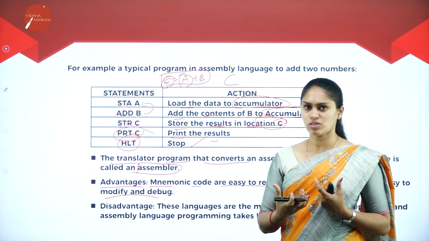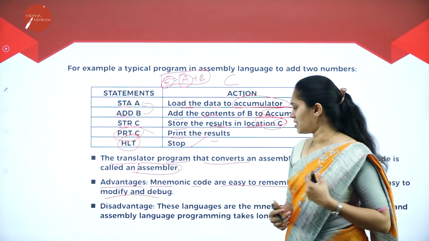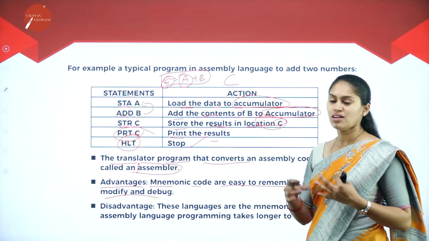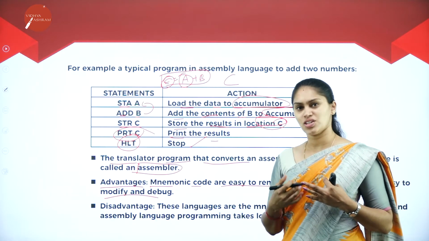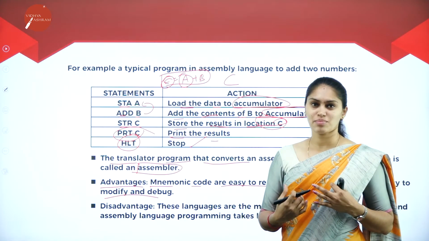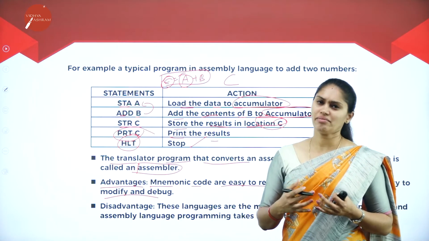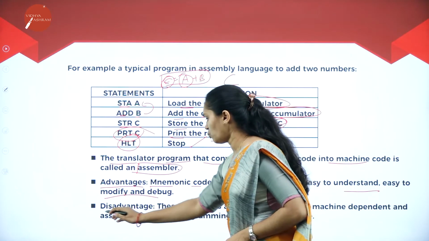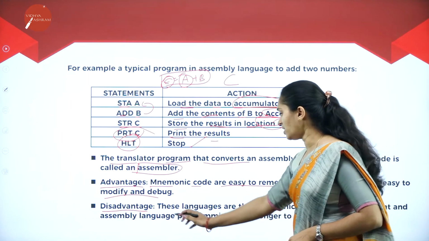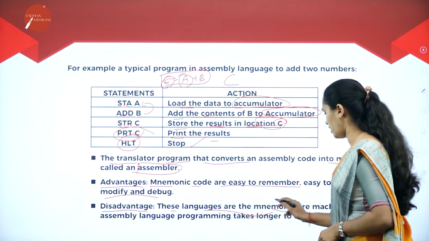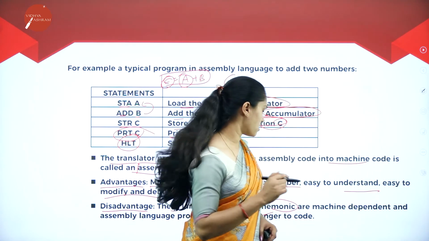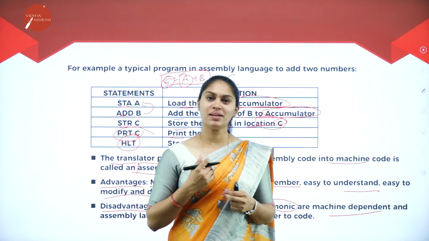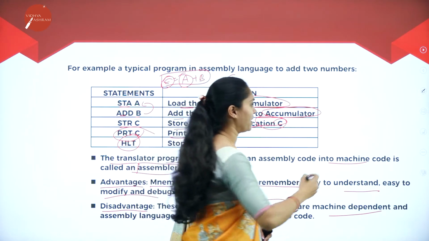Symbols are nothing but words or any of the symbols. So it is easy to remember, and if I want to modify, find where my errors are, and debug them, everything is easy in this assembly level language. Then what is the disadvantage? These mnemonics, related to symbols, are machine dependent. So why do we call this assembly level language machine dependent?